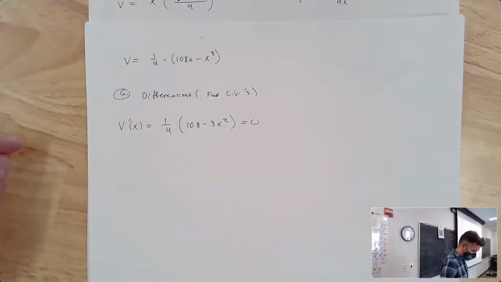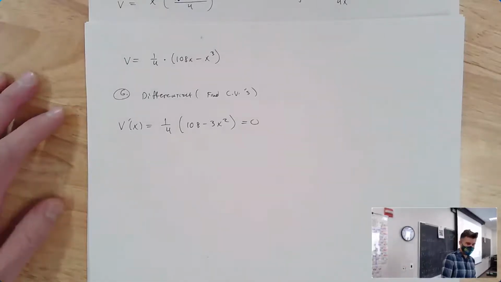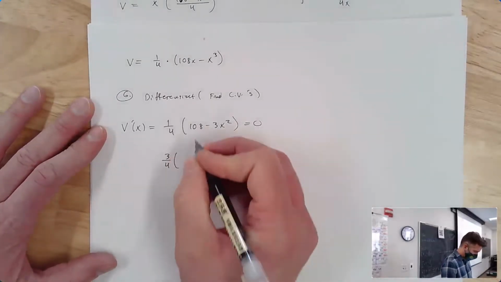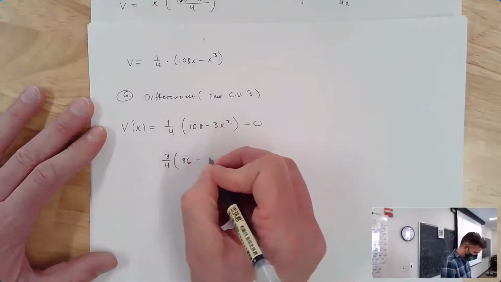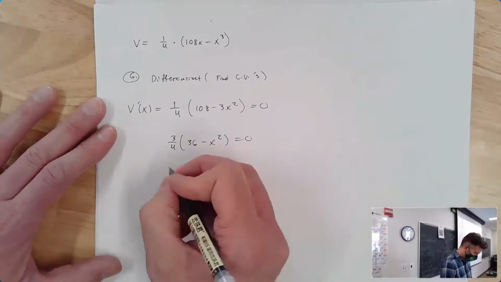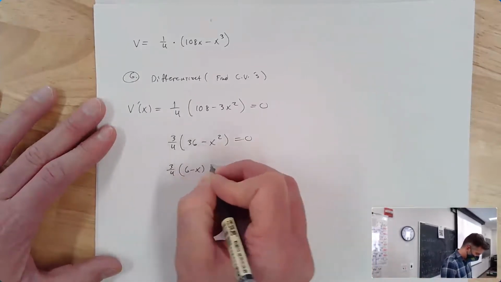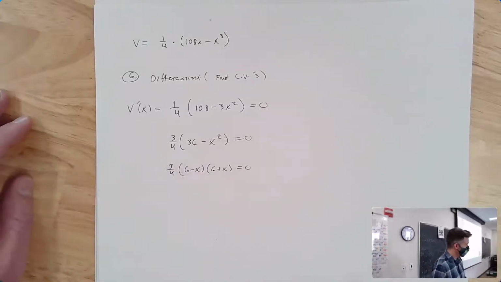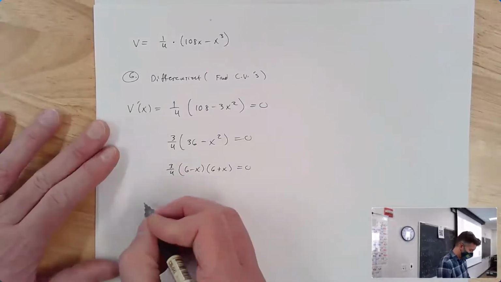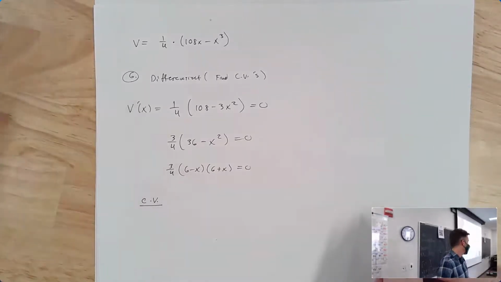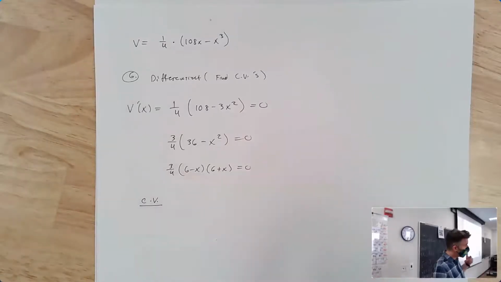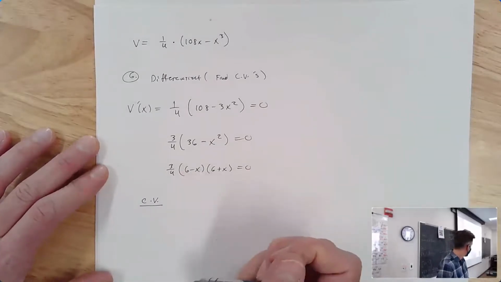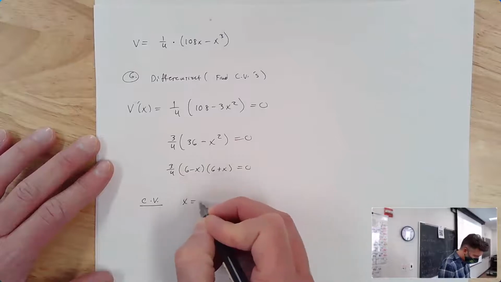There's a number of ways you could do this. I'm going to be very specific here. So I'm going to factor out a 3 from here and say I have 3/4 times, 108 divided by 3 is 36. So I could say 3/4 times 6 minus x times 6 plus x equals 0. So what are my critical values? What's one of them? And 0 actually isn't a critical value here. If we plug in 0 for x, we don't get the derivative equal to 0. Positive 6 is definitely a critical value.